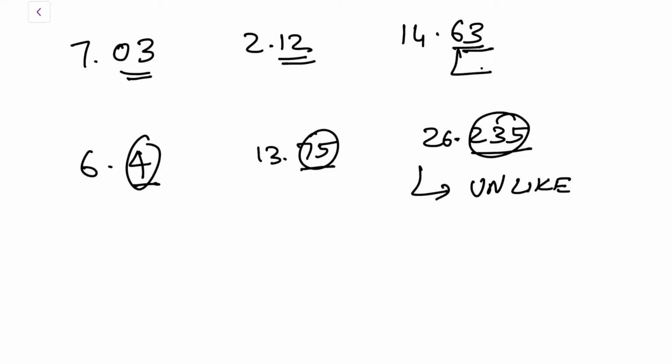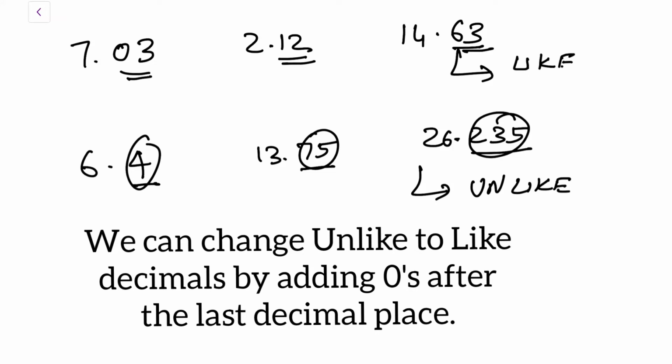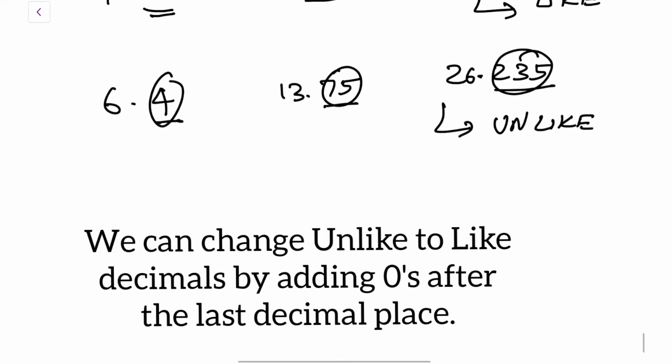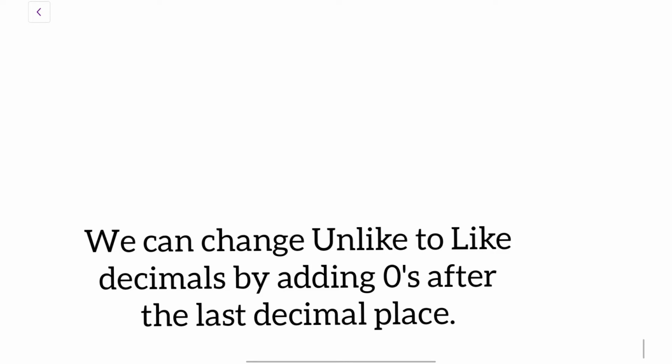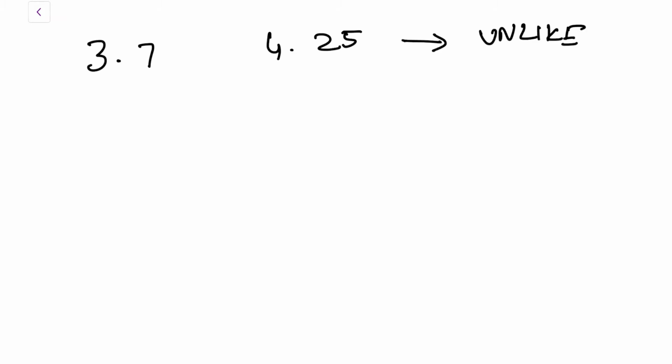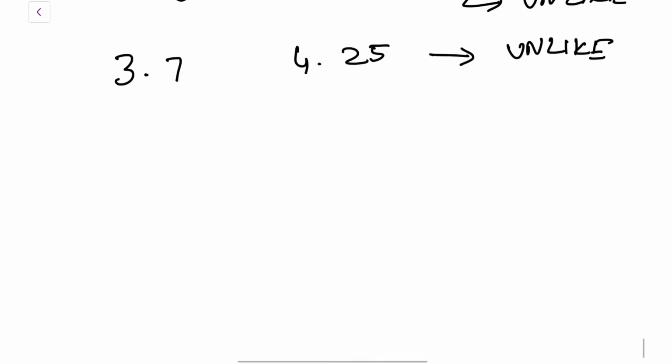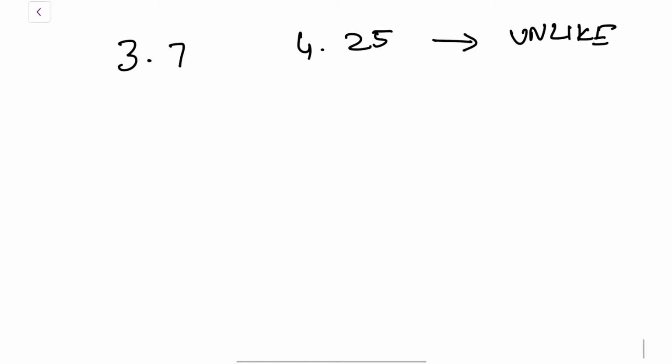Now, we can change unlike decimals into like decimals by adding zeros after the last decimal place. I'll show you an example. Let's look at 3.7 and 4.25. As you can see, they are unlike decimals. Now, how can we change an unlike decimal into a like decimal?